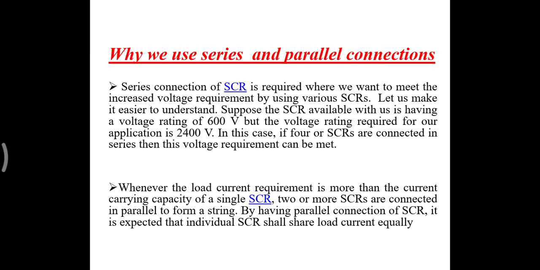Suppose our load has to draw a current of 100 amperes, but we have only SCRs with a rating of 50 amperes. In that situation we can take two SCRs, a 50 ampere SCR and another 50 ampere SCR, and connect them in parallel. Then the parallel connection can reach the load's required current. For that purpose we connect the SCRs in parallel.